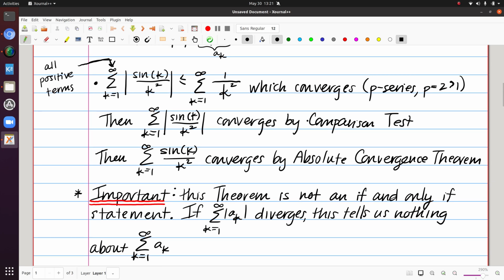So we don't want to get into the habit of always assuming that the two series behave the same. What we're very specifically saying here is that if the one with all positive terms converges, then the one with potentially positive and negative terms must also converge. And that's the only direction we can use.